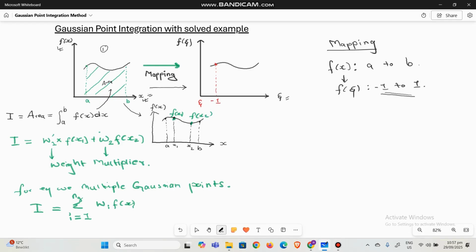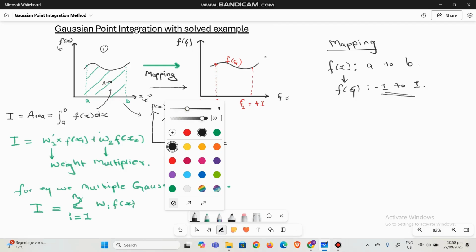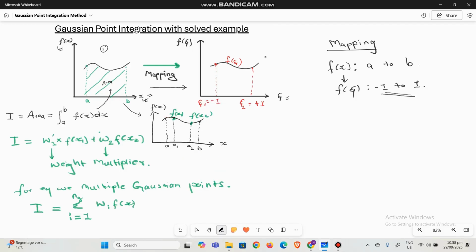So this is xi1 equals -1 to xi2 equals +1. So we just changed the range a to b to -1 to +1, and this function will no longer be f(x), but this would be f(xi). Now, under this circumstance, we are going to select the Gaussian points.